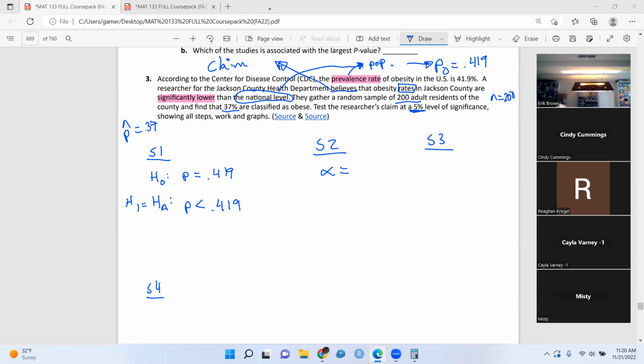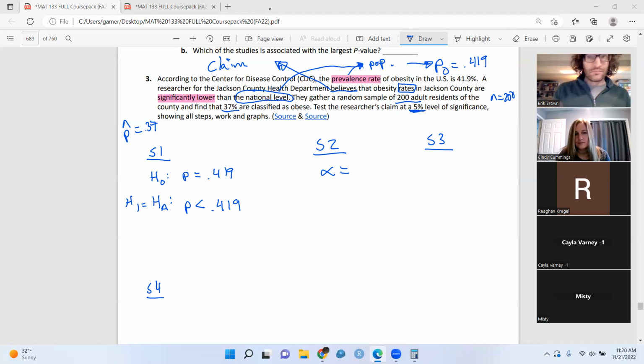So for X, we would use the 37%, Cindy. Eric, I was just saying we use the 37% for X. You use that to find it. Remember, X equals P hat times N. And that comes from the fact that P hat equals X divided by N. Good.